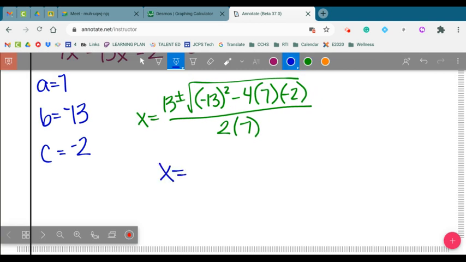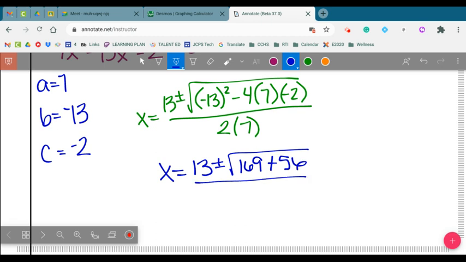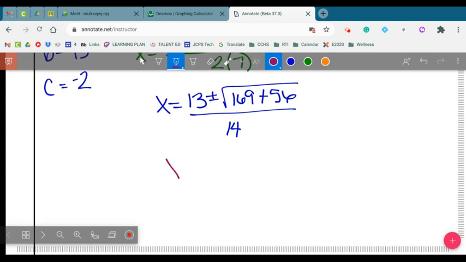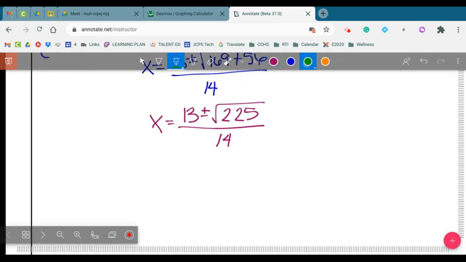Then simplify. 13 plus or minus the square root of 13 squared, which is 169. And then 4 times 7 is negative 28. And negative 28 times negative 2 gives you a positive 56. And then 7 times 2 gives us 14. So x equals 13 plus or minus the square root of 225, divided by 14. The square root of 225 is a perfect square. It is 15.